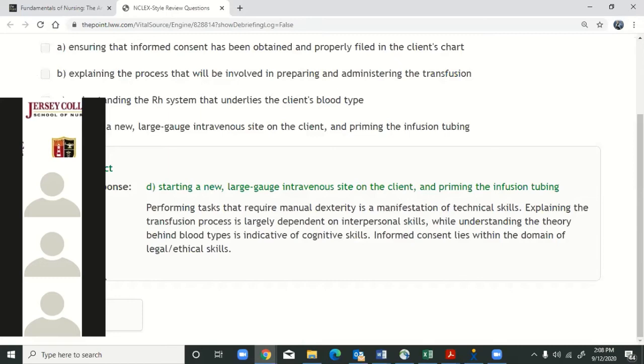All right, so performing tasks that require manual dexterity, that's your technical skills. Explaining the transfusion process is largely dependent on interpersonal skills, but then understanding is those cognitive skills. So again, you're using both a little bit of the cognitive and some of the other skills as well. But D definitely stood out as being a different type of intervention than the other ones, and I hope that you were able to see that.